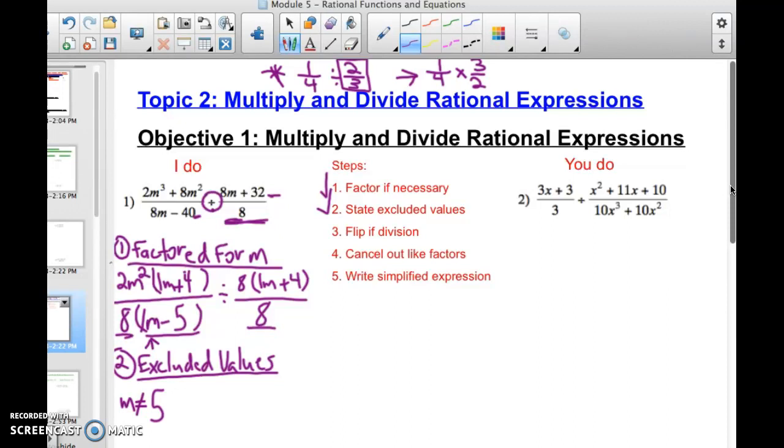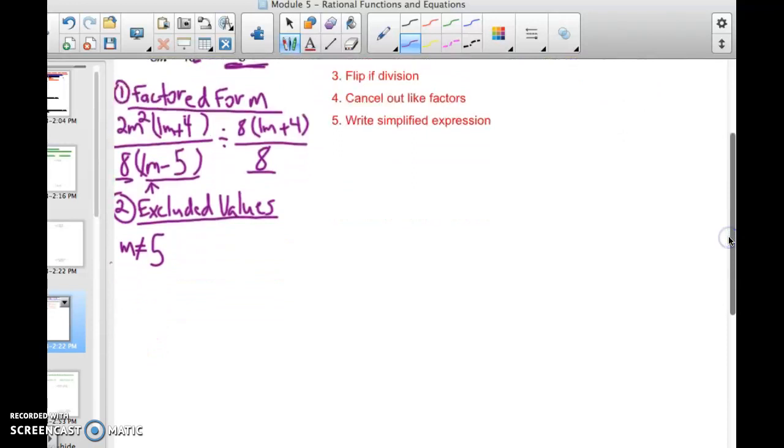We're going to multiply by the reciprocal. So I'm going to rewrite everything, factored form style though. So 2m squared times m plus 4 over, I don't have to do anything with the left piece. It's the right piece that changes. Over 8 times m minus 5.